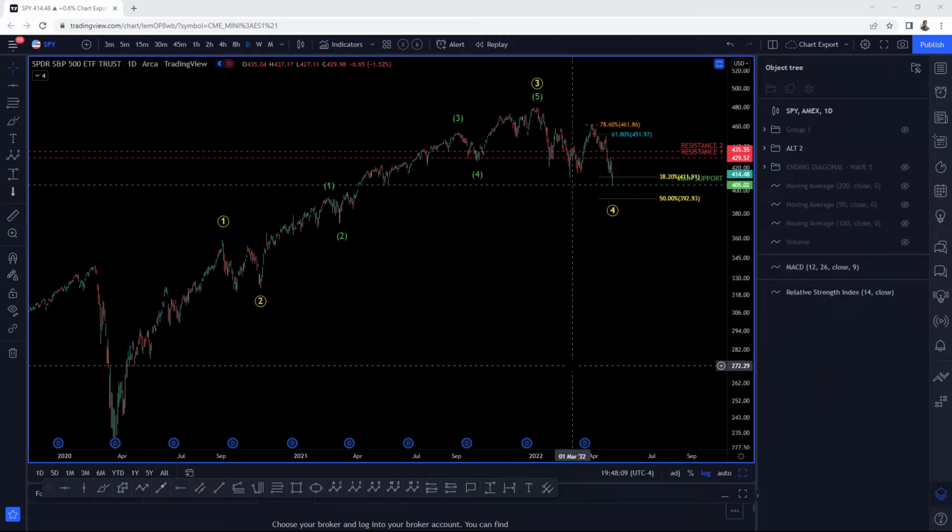Hey guys, welcome back. So 4502 is the base that we must hold. The bulls must hold and defend this week coming into Powell.